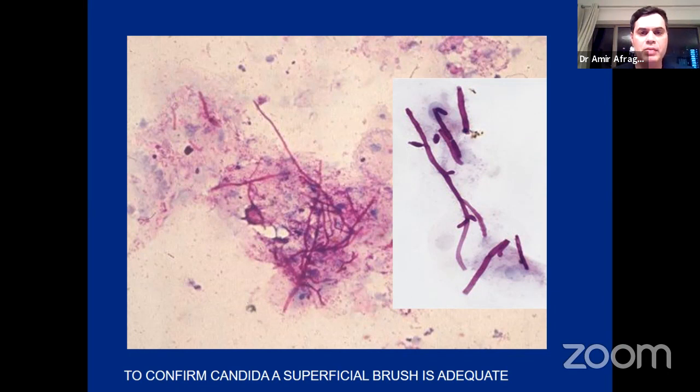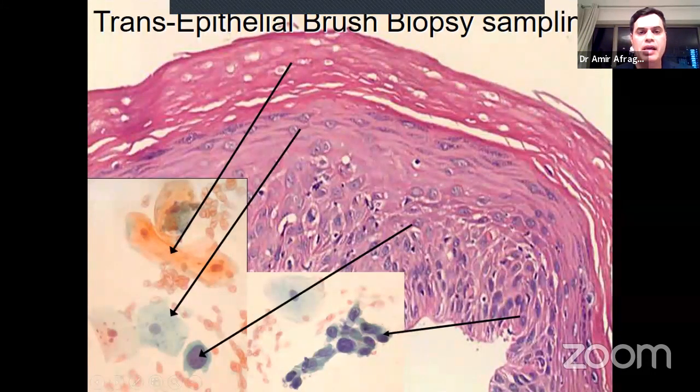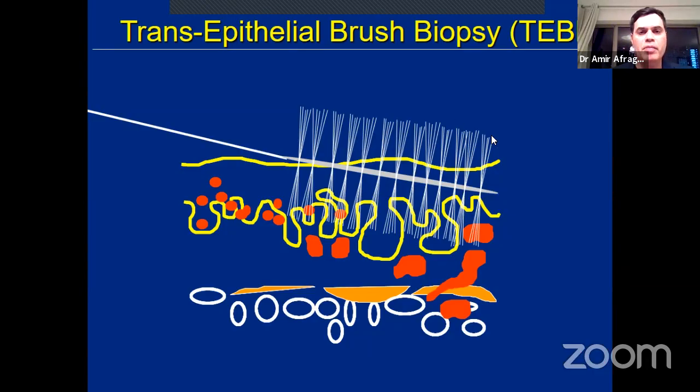So if you suspect candidiasis and you would like to confirm the presence of Candida hyphae, doing a superficial brush is just fine. However, if you want to detect the abnormal cells, which are sometimes located in the lower levels of the epithelium, in potentially malignant lesions or cancers, you need to do a transepithelial brush biopsy. As the name says, transepithelial means collecting cells from all layers of the epithelium. During a transepithelial biopsy, you need to rotate the brush along the lesion in a clockwise direction several times to cause pinpoint bleeding. Once you have bleeding, you will be assured that you are in the connective tissue area and you have a representative sample.